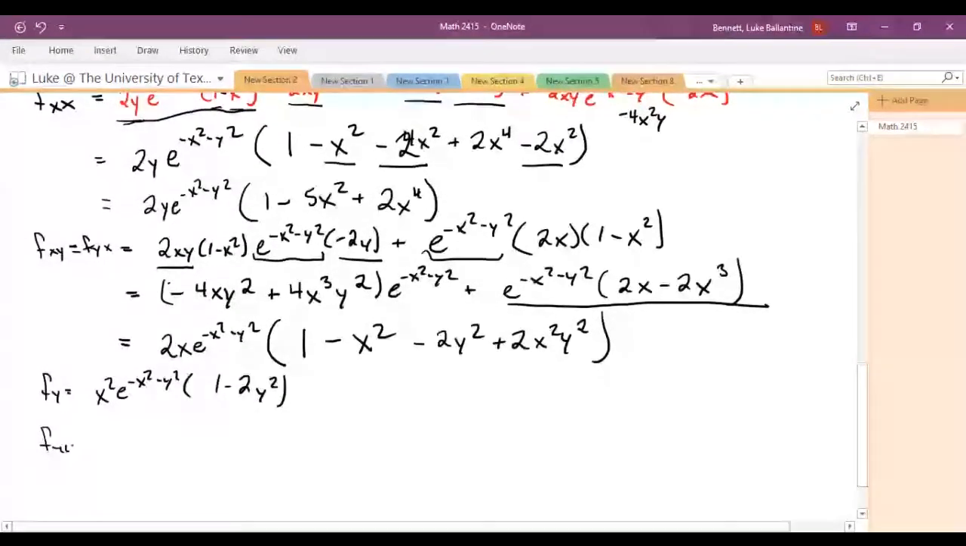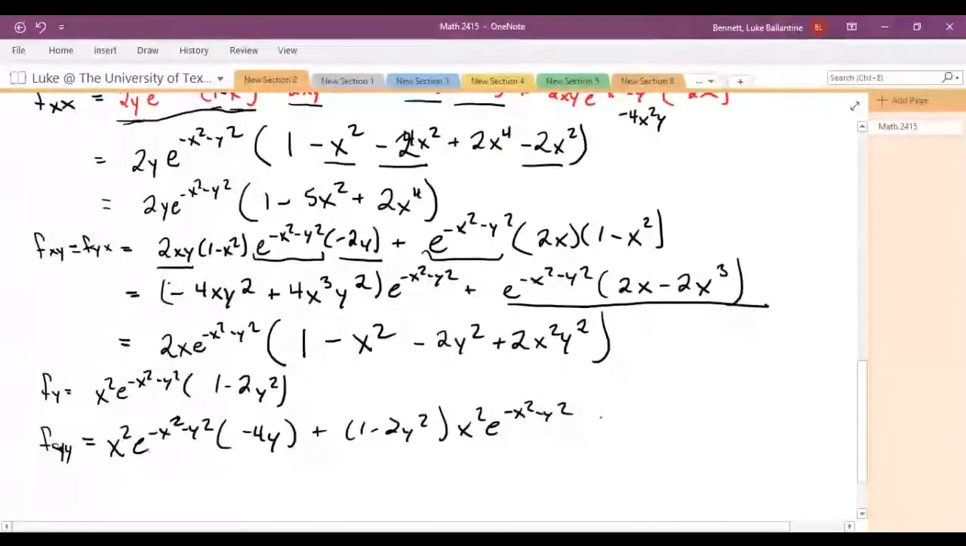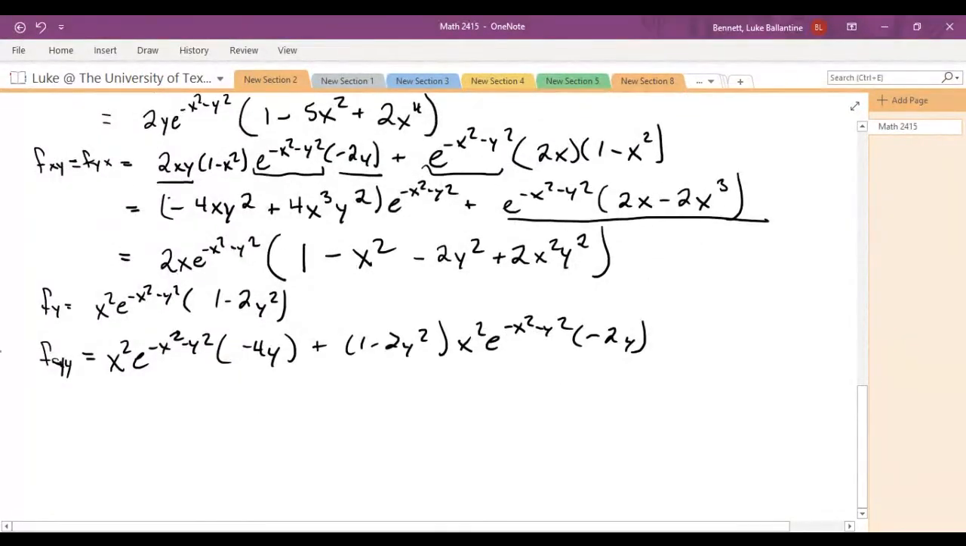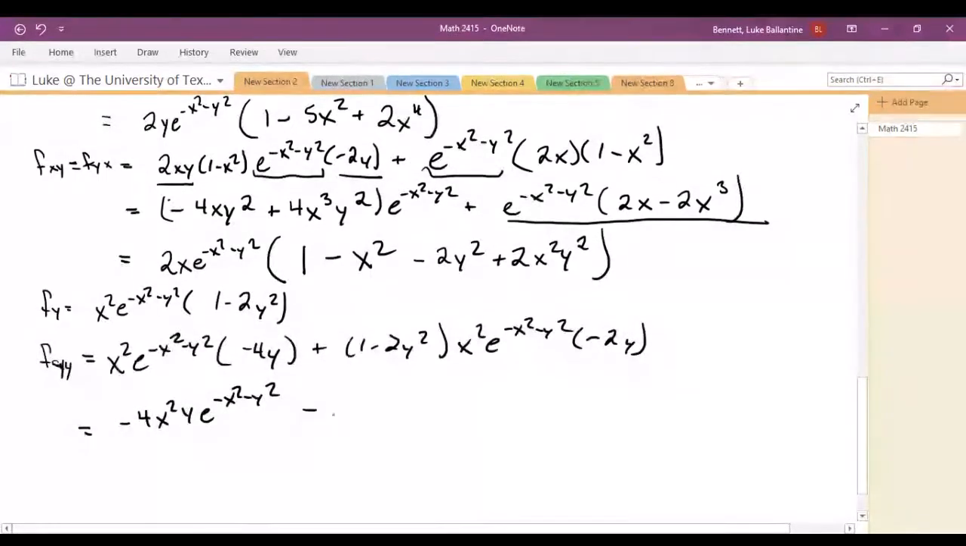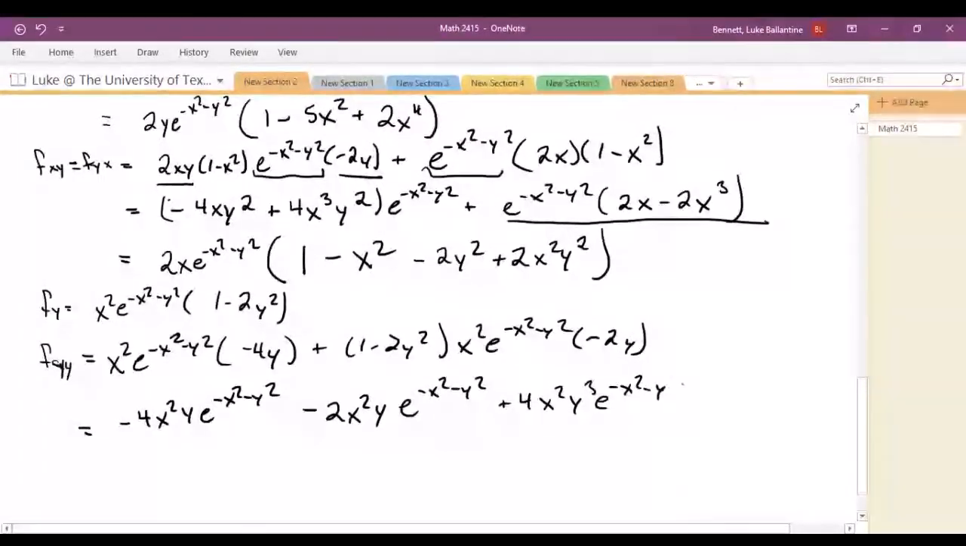Okay, so f sub yy would be, let's see, we take the first times the derivative of the second plus the second times the derivative of the first. So this actually turns out to be, what do we have? We have negative 4x squared y e to the negative x squared minus y squared, then we have minus 2x squared y e to the negative x squared minus y squared, plus 4x squared y cubed e to the negative x squared minus y squared.